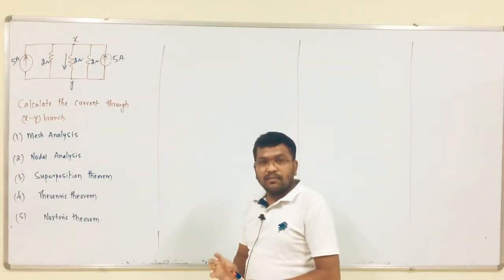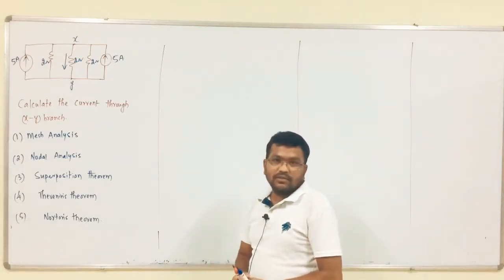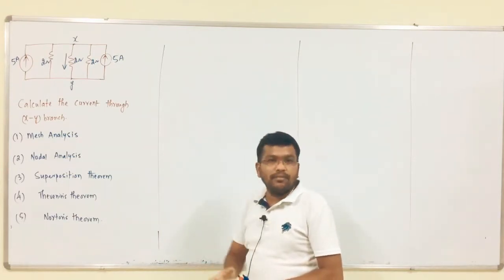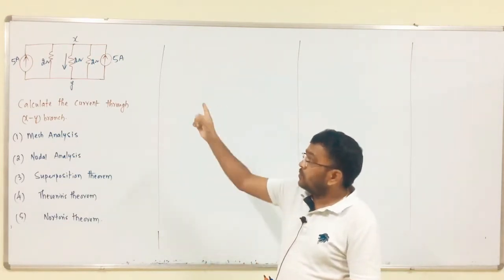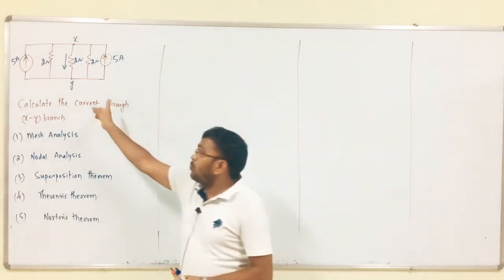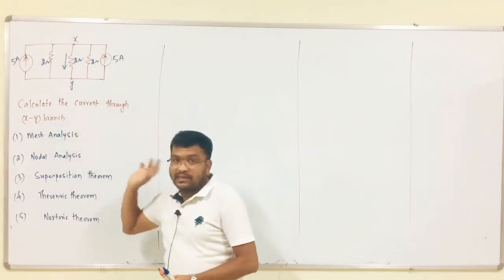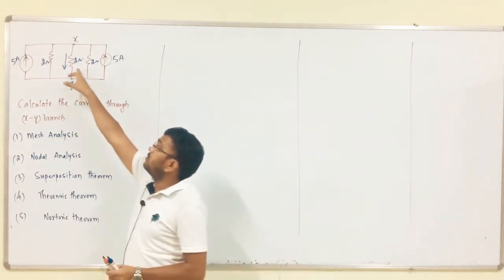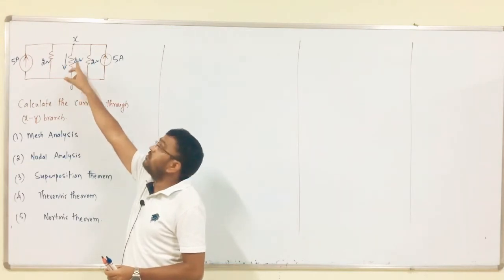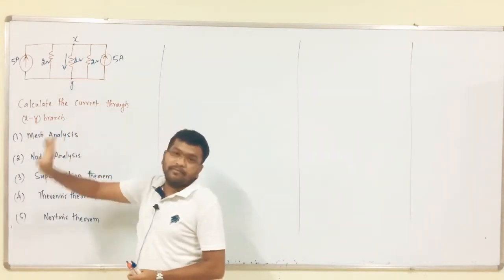We have successfully completed the network theorems, right. So, now I am going to consider only one problem. In that problem we have to calculate the branch current through this branch, that is between the terminals X and Y.